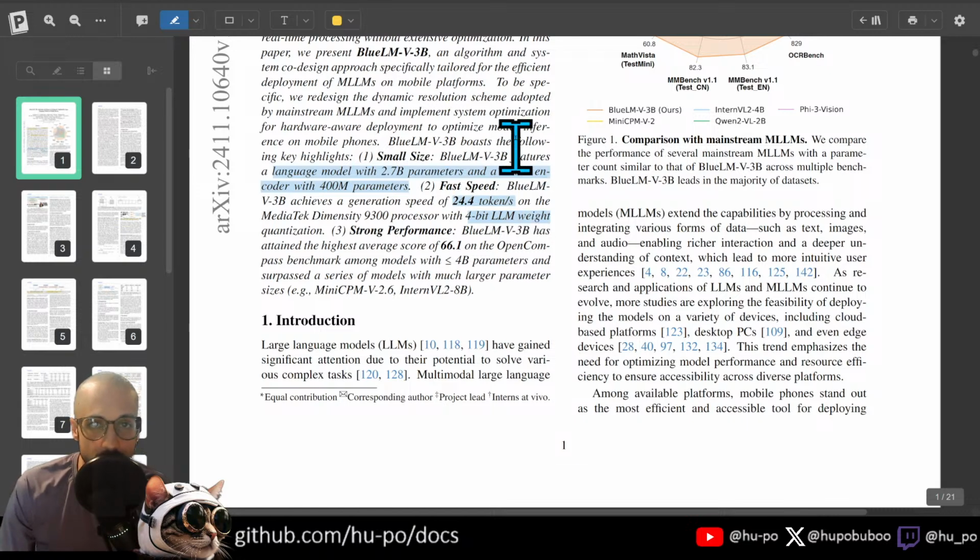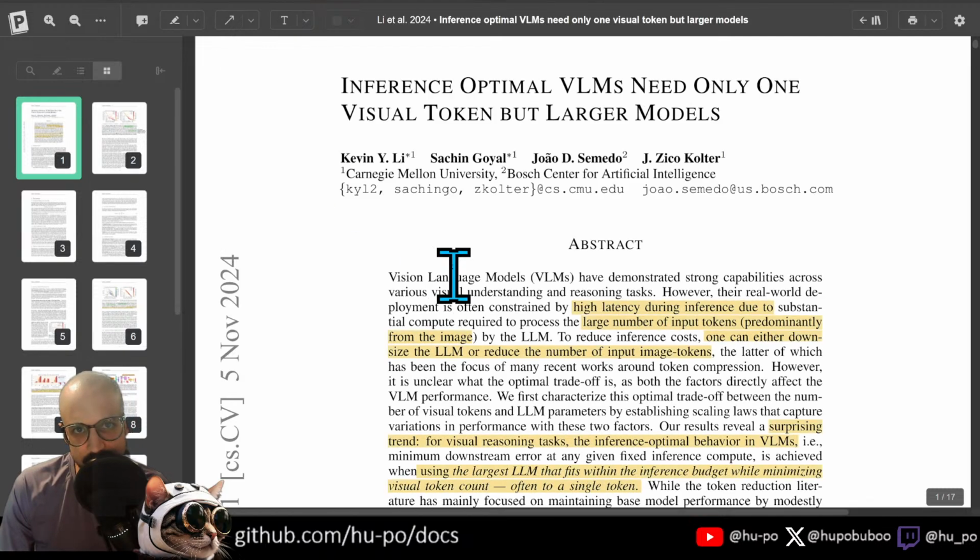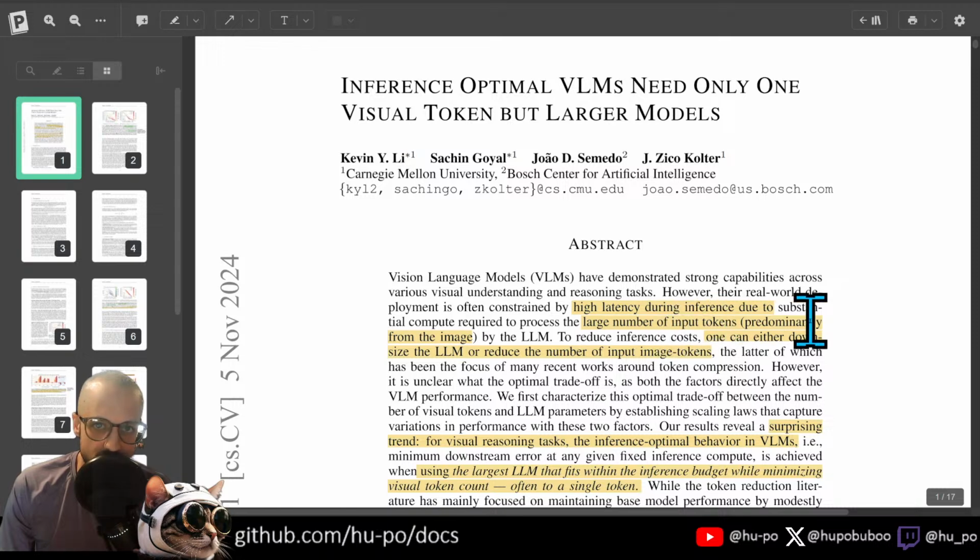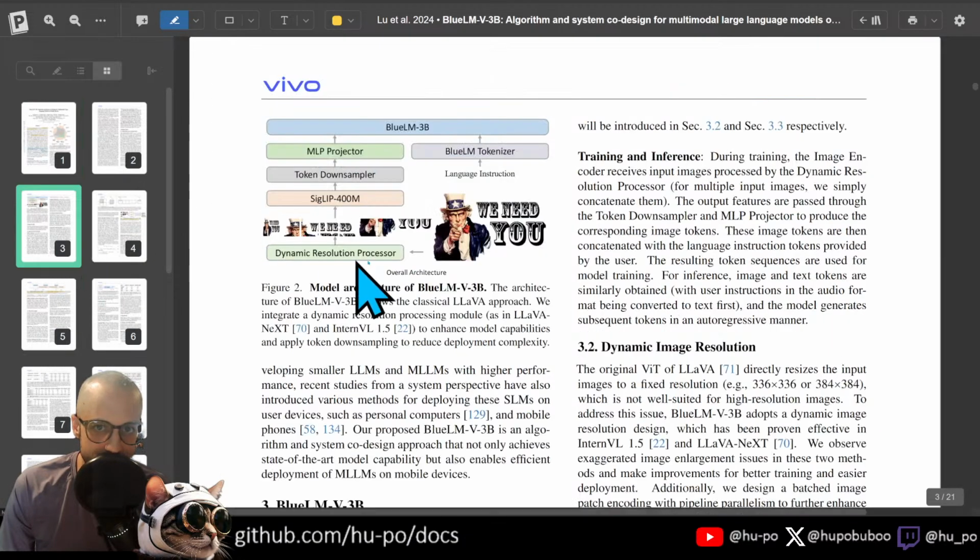Now to this one, inference optimal VLMs. There is a high latency during inference due to the large number of input tokens, predominantly from the image. One can either downsize the LLM or reduce the number of input image tokens. So what they're saying here is that when you first get an image on your cell phone, right, and you're trying to feed it through this VLM, you're going to have to wait for all of these images, because you're going to cut it up into these little sub-images, right, these patches.